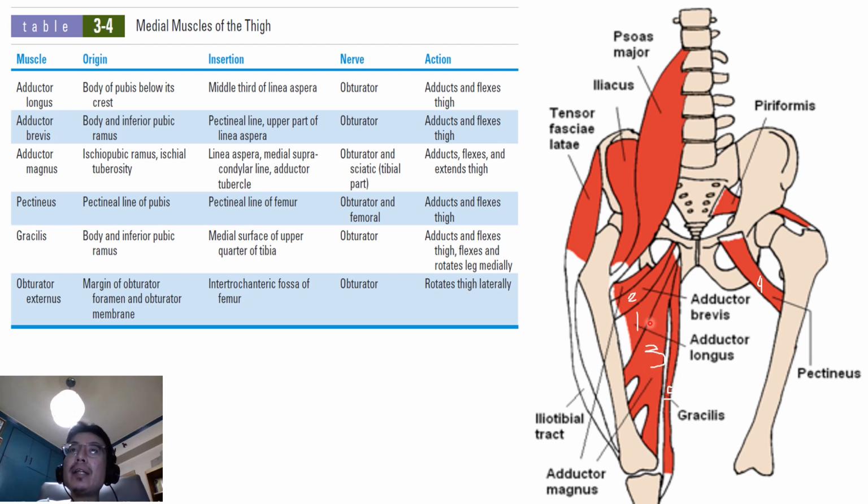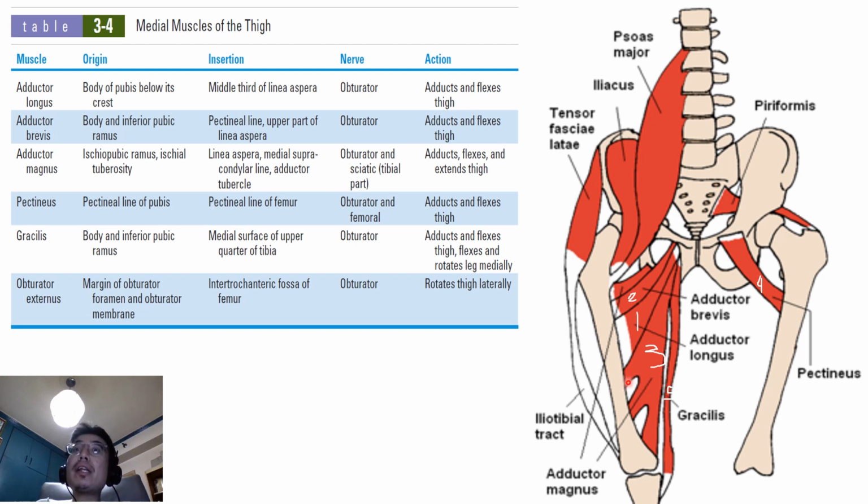Larger and inferior to the adductor longus is the adductor magnus. We can deduce that it is the largest of the three adductors because of the term magnus. The adductor magnus originates from the ischiopubic ramus and the ischial tuberosity, and it inserts into the linea aspera, the medial supracondylar line, and the adductor tubercle.